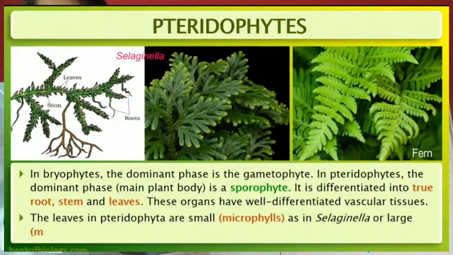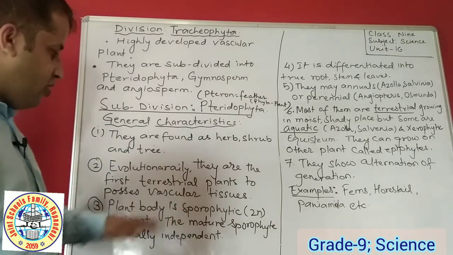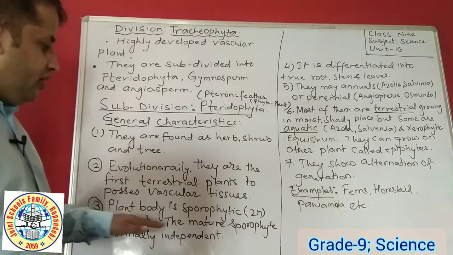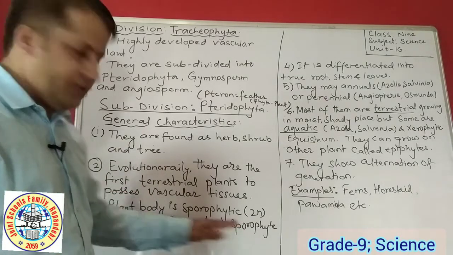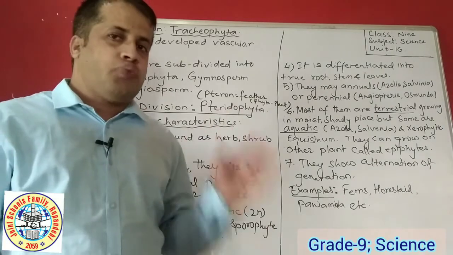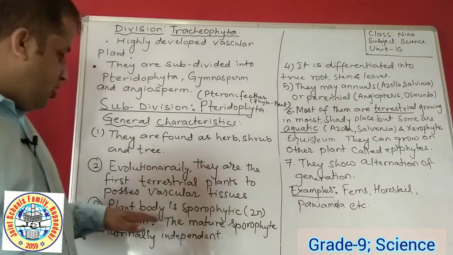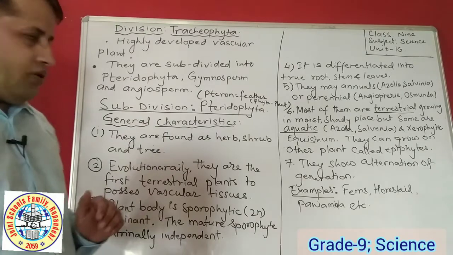Second, another characteristic is that the plant body is sporophytic, or diploid stage. In the previous class, we studied that the gametophytic stage was more dominant and we could visualize it more. But in pteridophyta, the sporophytic stage, that is the diploid stage, is more dominant or visible as compared to the gametophytic stage. The mature sporophyte is nutritionally independent of the gametophyte. For nutrition, the sporophyte does not depend upon the gametophytic stage. That is one of the characteristics of pteridophytes.